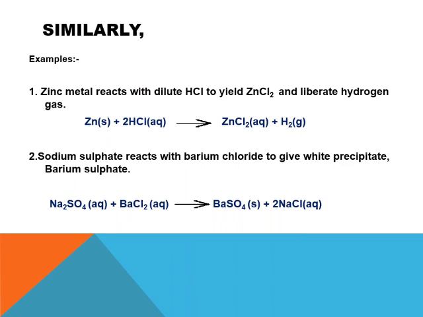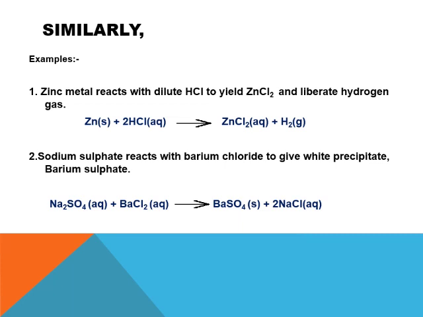Similarly, there are other examples. First, zinc metal reacts with dilute HCl, the activity which we did just now. The zinc metal reacts with HCl to yield ZnCl2 and hydrogen H2. So in equation form we will write Zn plus HCl gives ZnCl2 and H2. Here Zn and HCl are the reactants and ZnCl2 and H2 are the products.